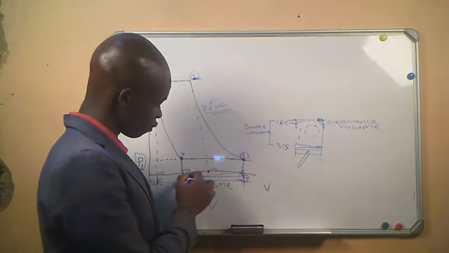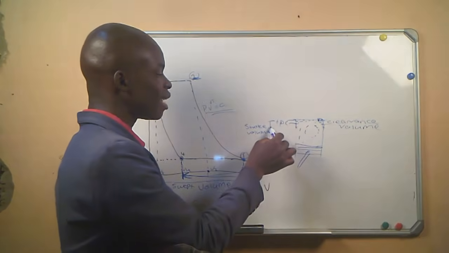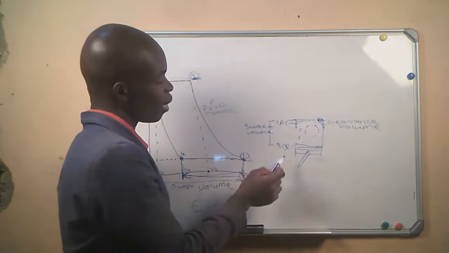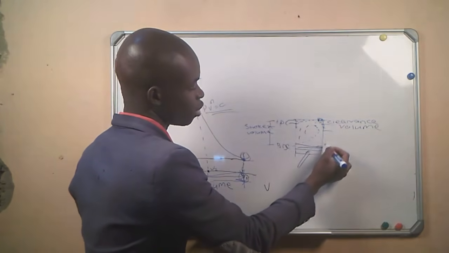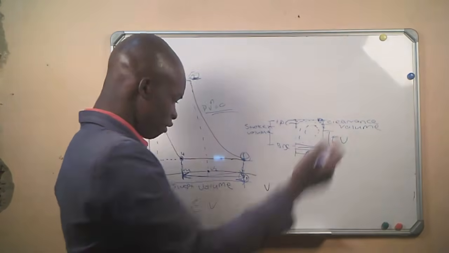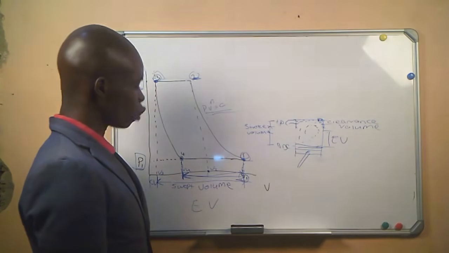This is our effective volume. And remember, the effective volume will be less than the stroke volume. You might find that your effective volume is something from here to here. So the effective volume will always be smaller than the swept volume.